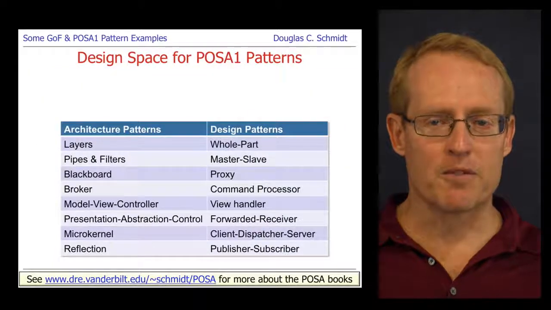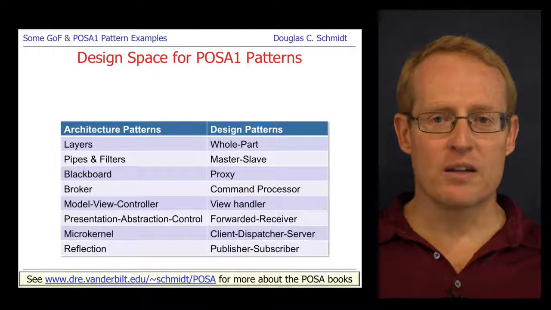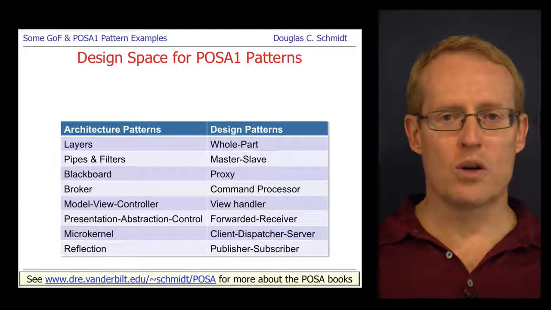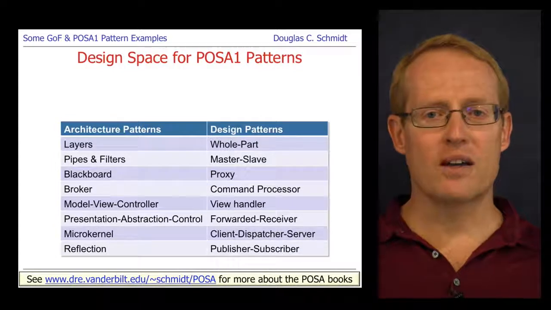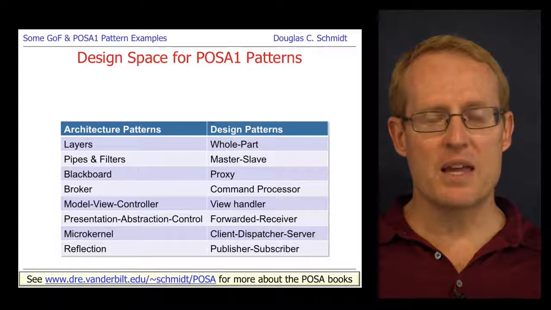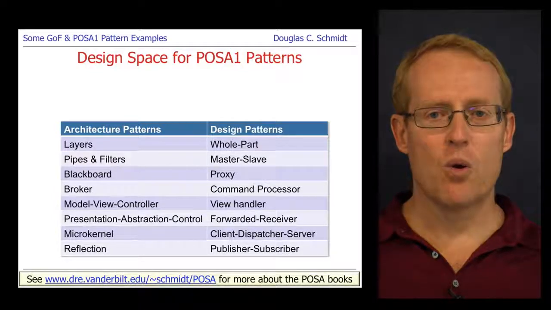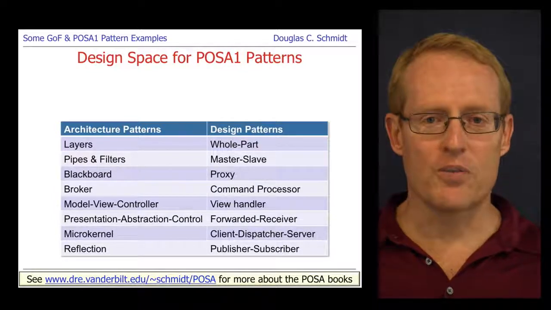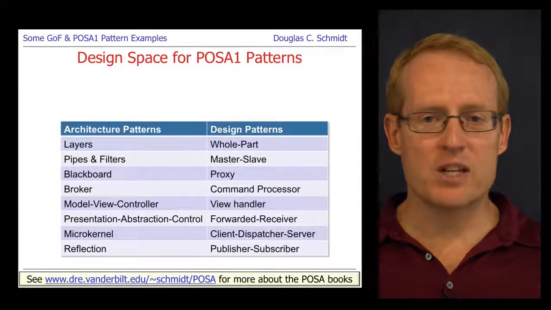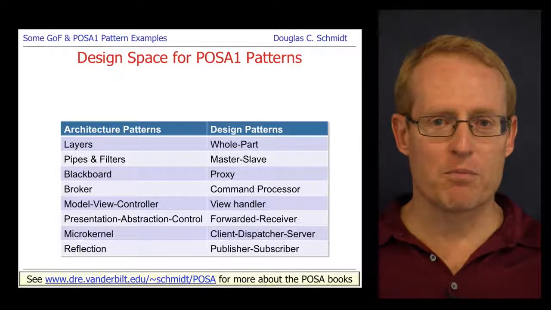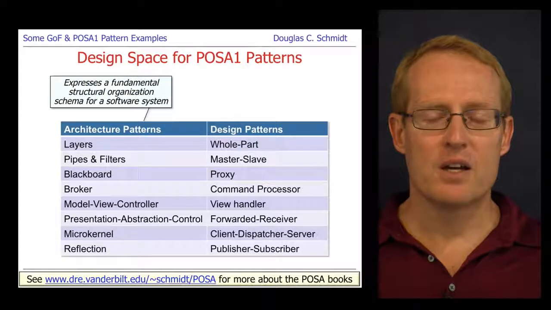The design space for the POSA 1 book is a little different. It's broken up a little bit differently. Instead of focusing on purpose or scope, they focused on whether the pattern was viewed to be architectural in nature or more design-oriented in nature. And of the 16 or so patterns in the book, they roughly break down about half and half.